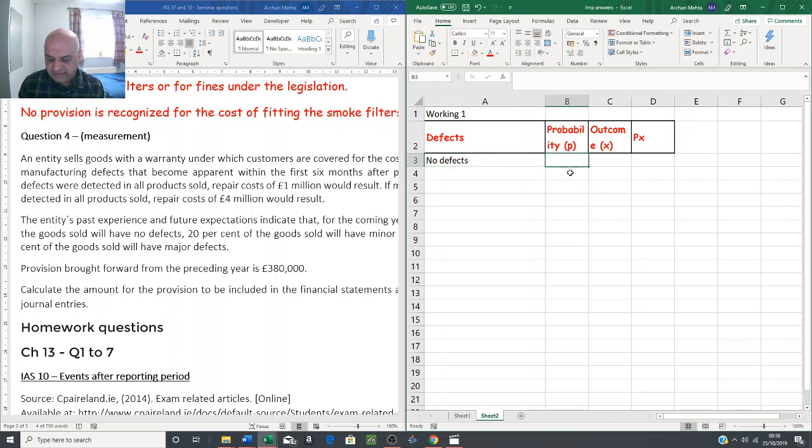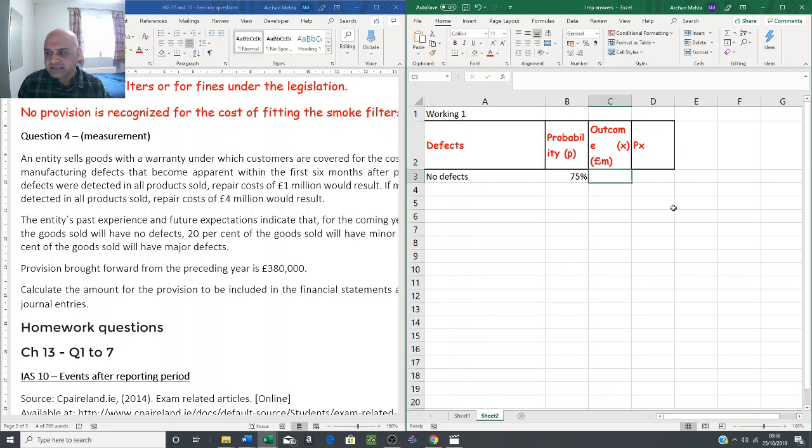Okay, and that's 75%. The outcome will be, let's work in millions over here. Yeah, so that's millions. It's in dollars or pounds? It's pounds, sorry, it's in pounds. And the last one is sigma px. So we don't have to spend any money if there are no defects, and therefore px will be 0.